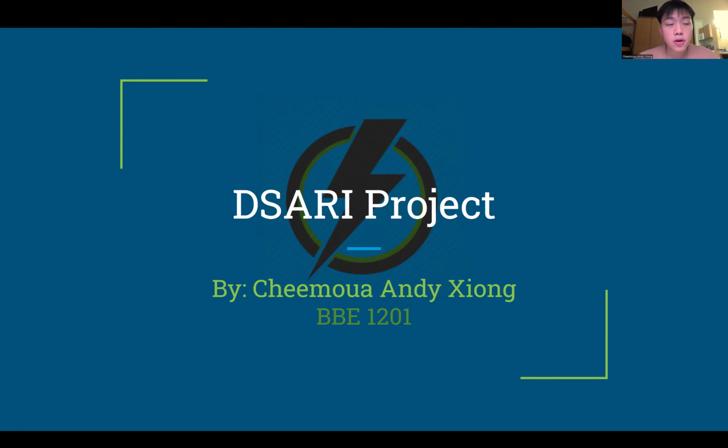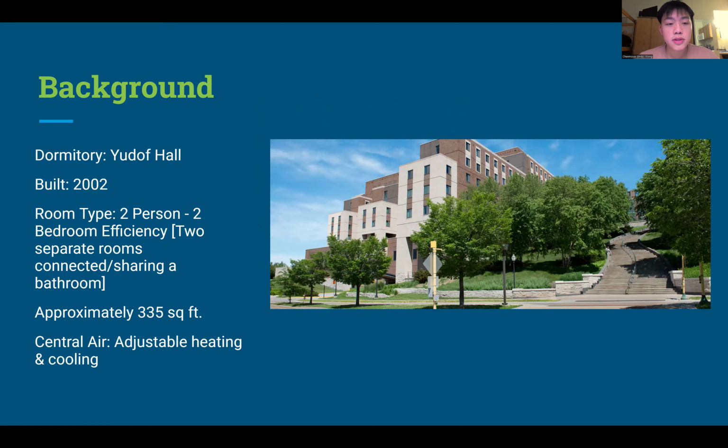I currently live at Udolph Hall, which was built in 2002, in a two-person, two-bedroom efficiency, which is basically two separate rooms sharing a bathroom. It is approximately 335 square feet, and it has central air.